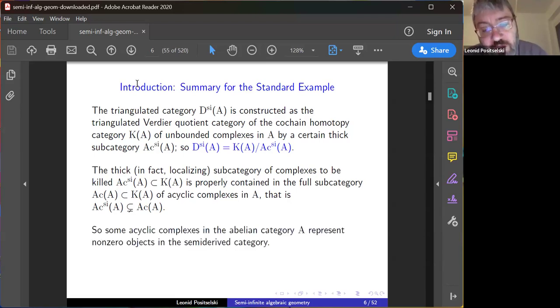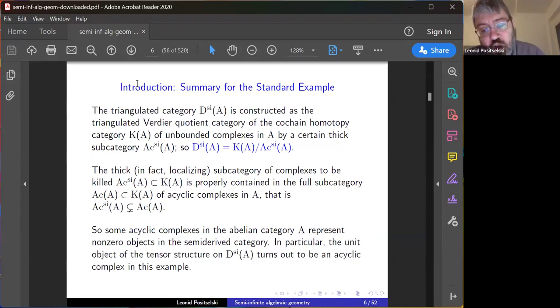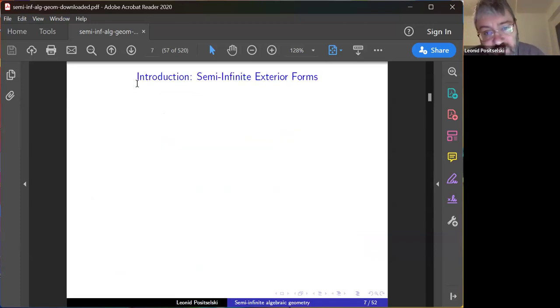So some acyclic complexes in the abelian category A represent non-zero objects in the semi-derived category. In particular, the unit object of the tensor structure on D^{si} of A turns out to be an acyclic complex in this example. Same thing: exterior forms.